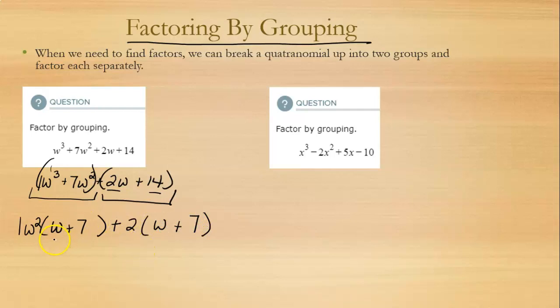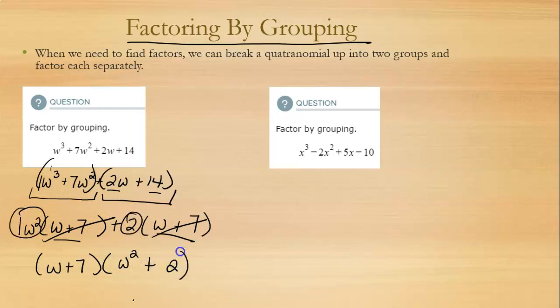This should look really similar to the last topic we worked on. Now we have a common factor of w plus 7 that we take out in front, and we're left with what's in front here and what's in front here, which is w squared plus 2. You pause the video and try this one on your own. Same set of steps that I did.